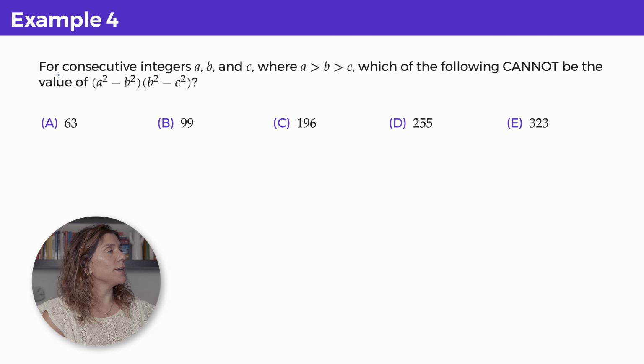So in my first example, for consecutive integers a, b, and c, where a is higher than b and b is higher than c, which of the following cannot be the value of (a squared minus b squared) times (b squared minus c squared)? First of all, when you have these kinds of questions of which of the following cannot be, the first thing you should do is take a look at the answer choices.